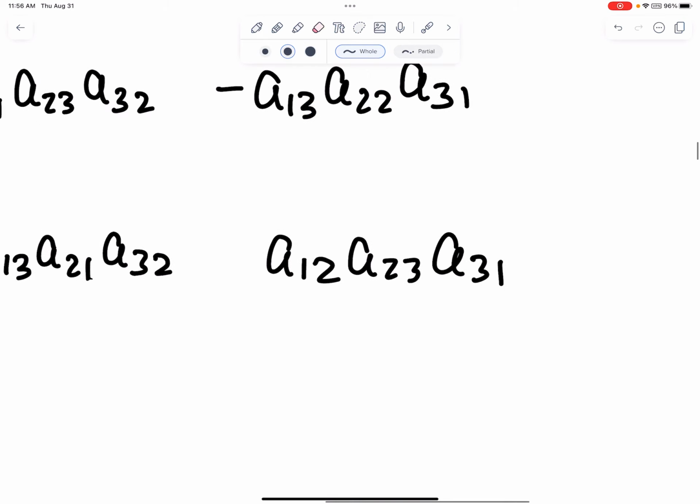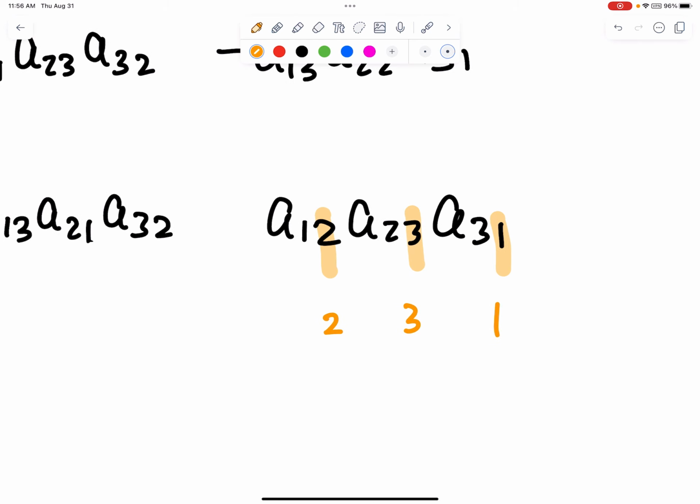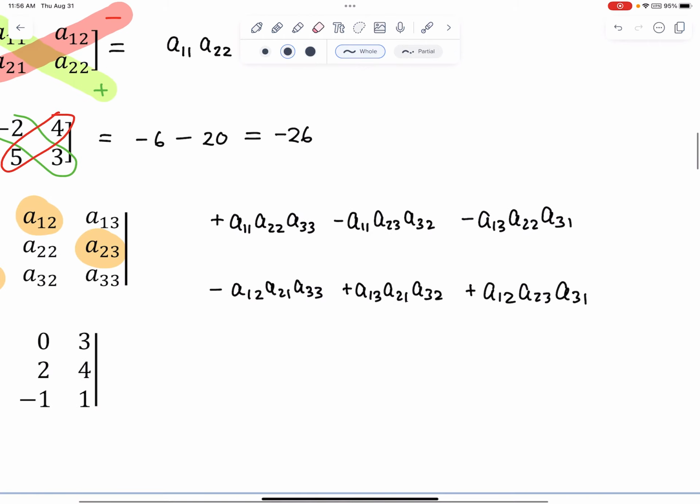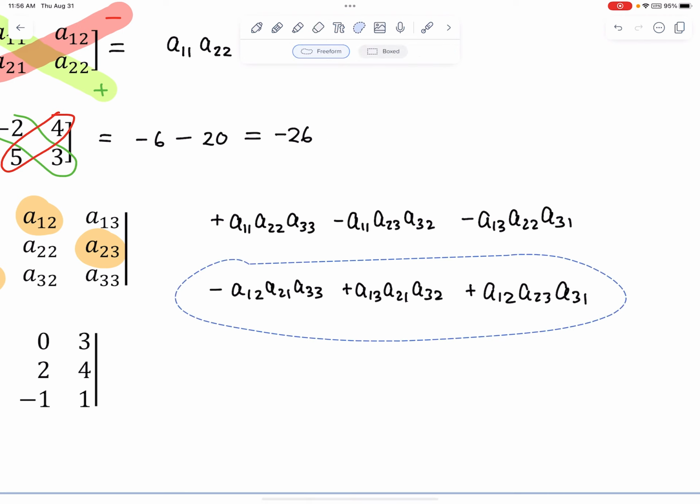And then finally, the last case, we have 2, 3, 1. To get this reordered, let me interchange the 1 and the 2. But it's not quite ordered yet, so now I have to interchange the 2 and the 3. So this took a total of 2, or an even number of interchanges, and therefore we have a positive signed elementary product. Okay, and then the end result, to find the determinant, we would simply add all of these signed elementary products together.